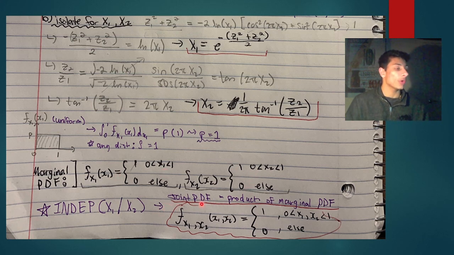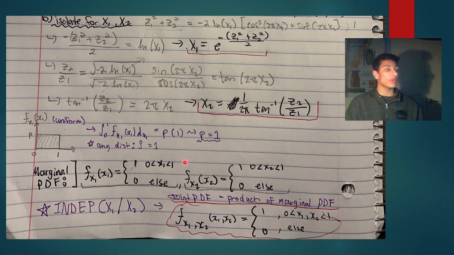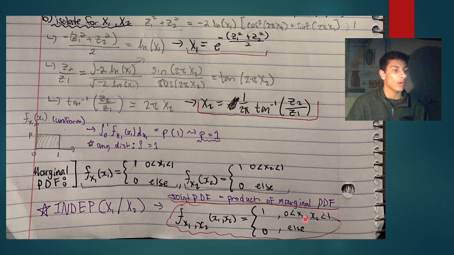And we know that the joint PDF for two independent variables is going to be the product of their marginal PDFs. So we have their joint PDF, which is just going to be the product of these two marginal ones. And since it's just 1 and 0, it's going to be the same thing. However, we just pay attention to the bounds here because they do have the same bounds, but this joint PDF is now related to the bounds of both of those uniform variables.